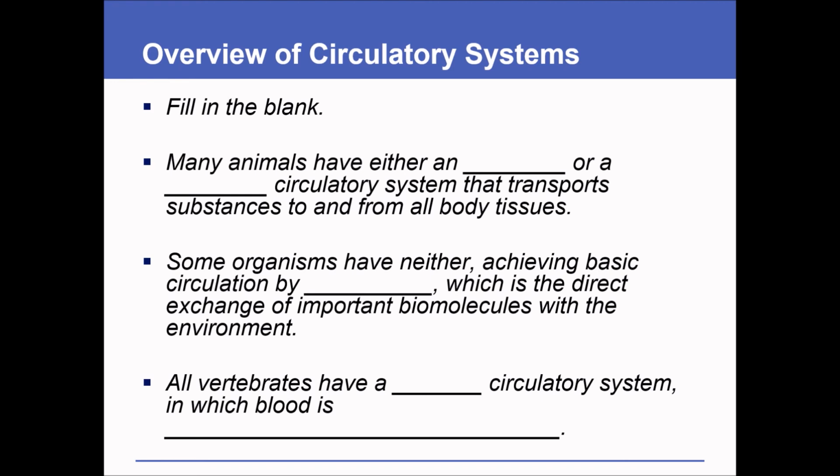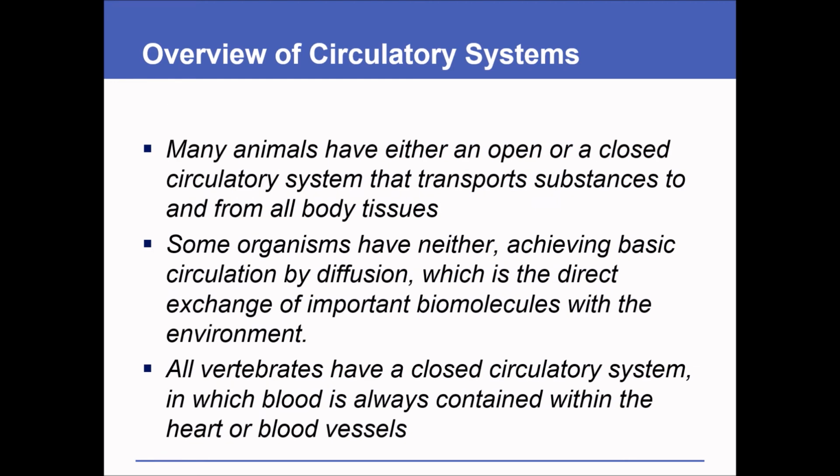Let's recognize the answers. So have neither, achieving basic circulation by diffusion. Remember, in the second sentence, some organisms have neither. They don't have a circulatory system. They use diffusion. They are still transporting substances, so it is also called circulation. Then remember, the vertebrates have a closed circulatory system. The blood is always contained within the heart or blood vessels. That is why we call it closed. It never leaves the system.